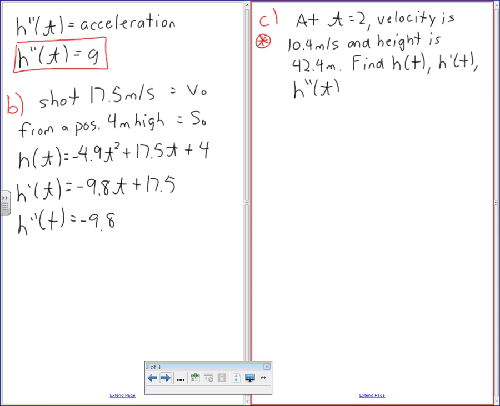Okay, so this one's a little bit more tricky. It says at t equals 2, the velocity is 10.4. Can somebody try and translate that into maths for me then? What does that mean? Amy, go ahead. Good. So h prime of t, h prime of 2, I'm going to call that, equals 10.4.